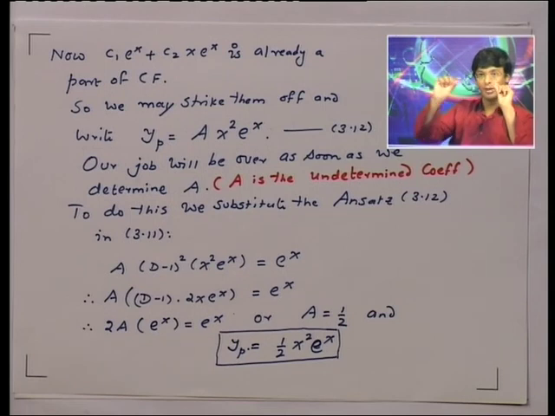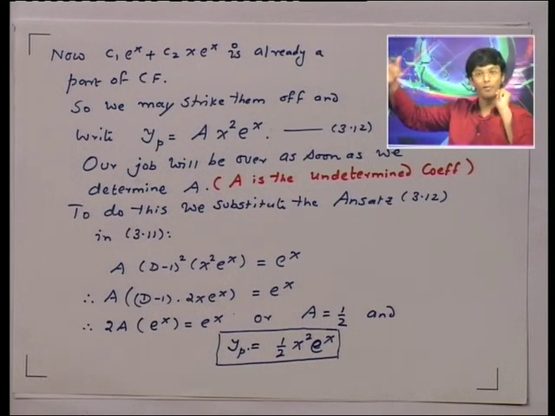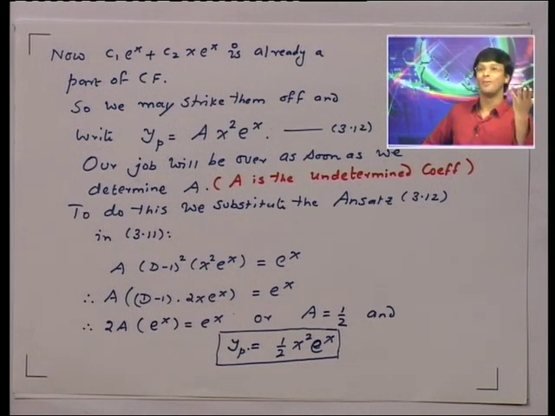And so, the full yp can be written down. Whatever is a part of the complementary function, strike it out, the others will remain with coefficients a, b, c, d, etc. And you have to determine a, b, c, d, the undetermined coefficients. So, this is one of the most important procedures, and what one may describe as the meat and potatoes of an undergraduate course on ODEs.